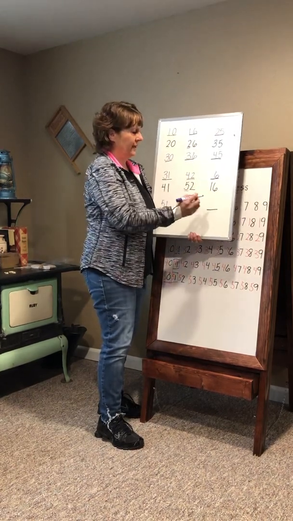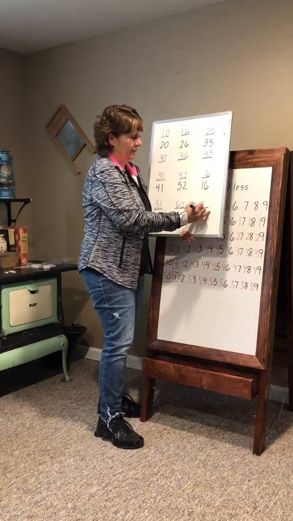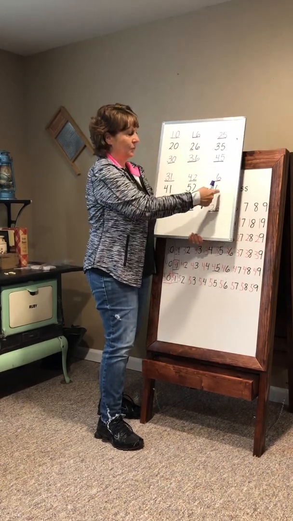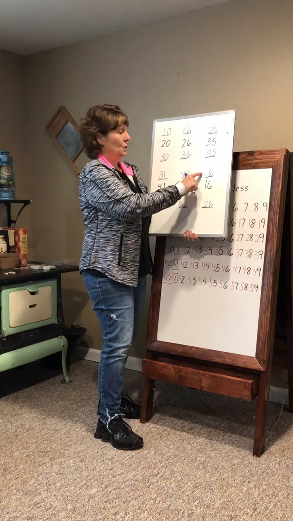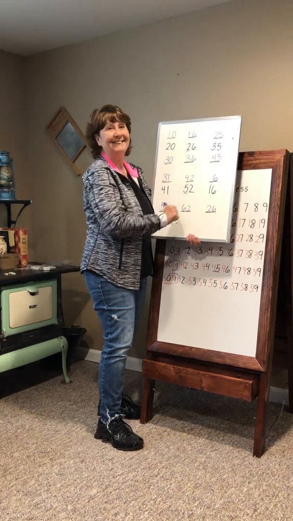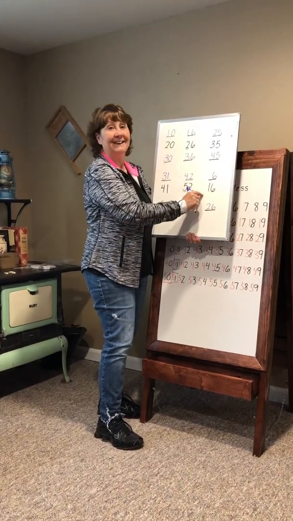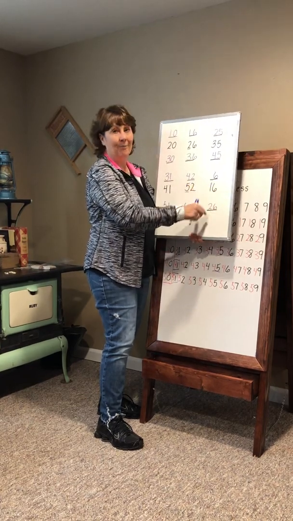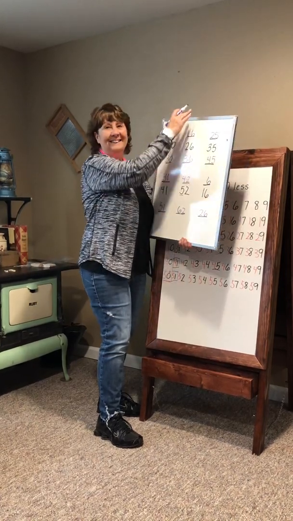If you have 1 10 and you add another 10, now you have 2 10s and your 6 1s stay the same. 6 1s, 6 1s, 6 1s. No 10s, 1 10, 2 10s. 6 is 10 less than 16. 26 is 10 more. 10 more, 10 less.